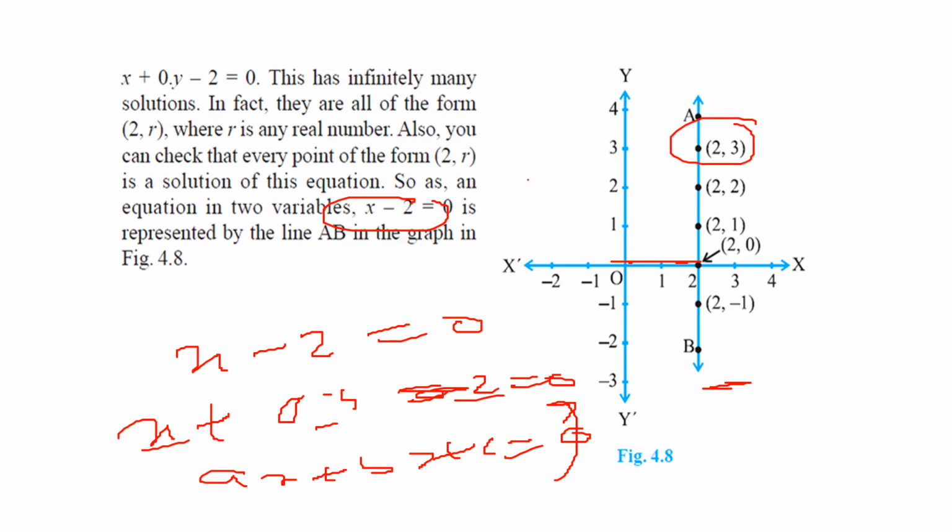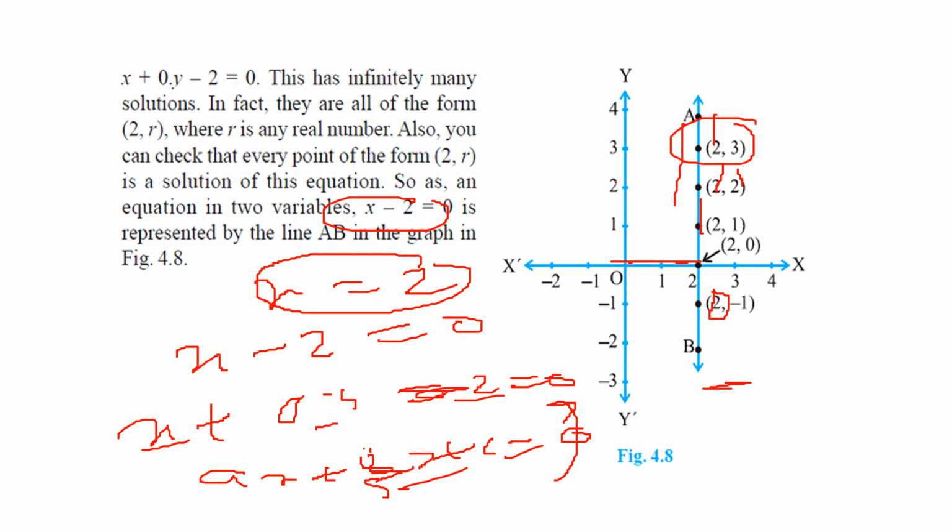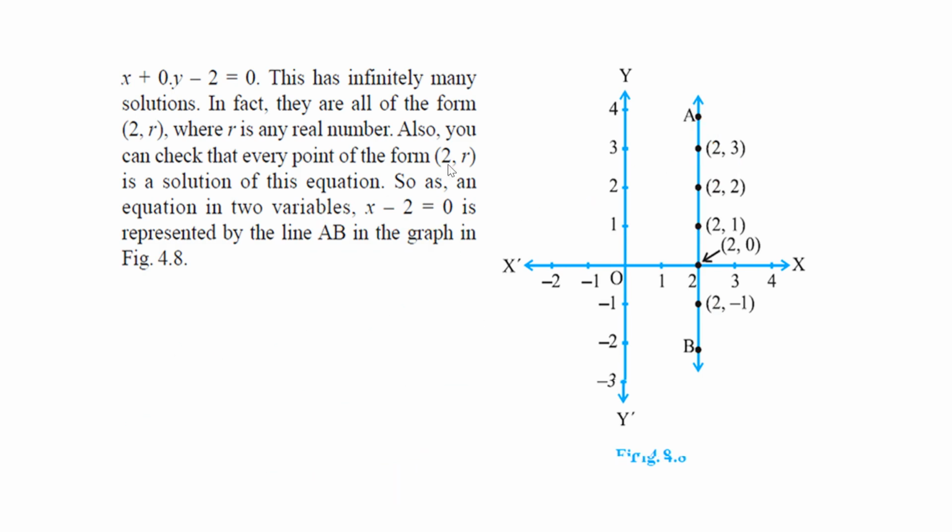Now I'll put 2, 3. See, every time x is 2, x is always 2. Y will vary. Y is going to vary because y is 0. So you put y equal to say 2, 5, it doesn't matter. So this is a line which is parallel to the y-axis.